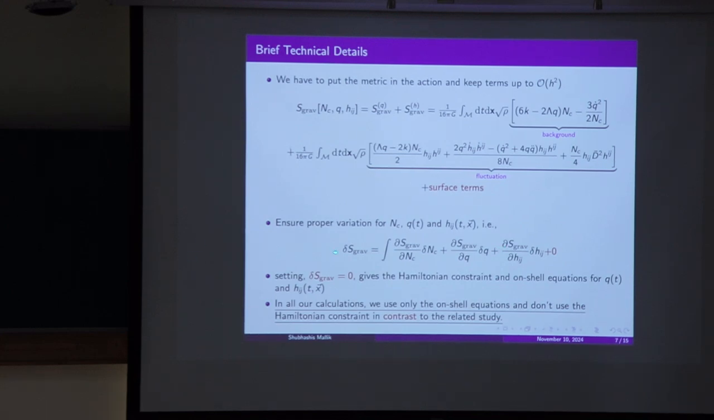And then by setting this quantity to be 0, we can get the Hamiltonian constraint from this and the on-shell equation from this, from the background Q and Hij fluctuations. In all our calculations, we utilize only this on-shell part and don't utilize this Hamiltonian constraint, which is in slight contrast with related studies where they use this Hamiltonian constraint, because if we use that, this action will look quite simple. That we don't use here, this Hamiltonian constraint.